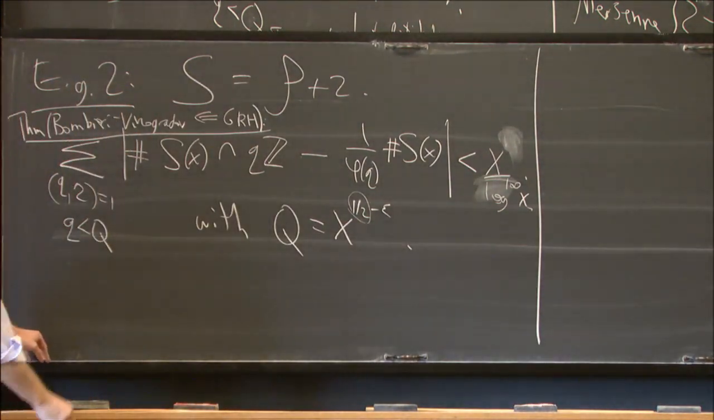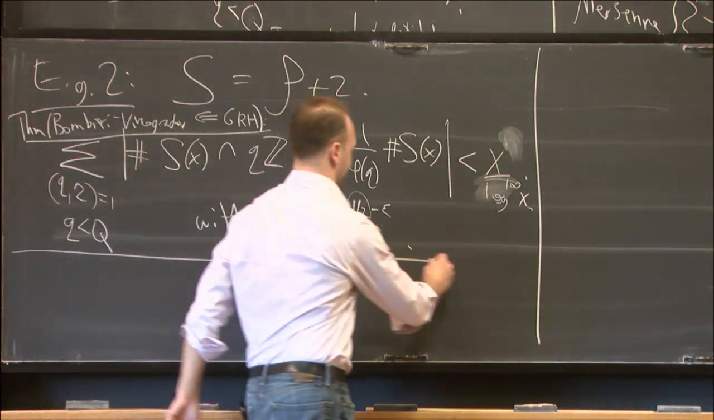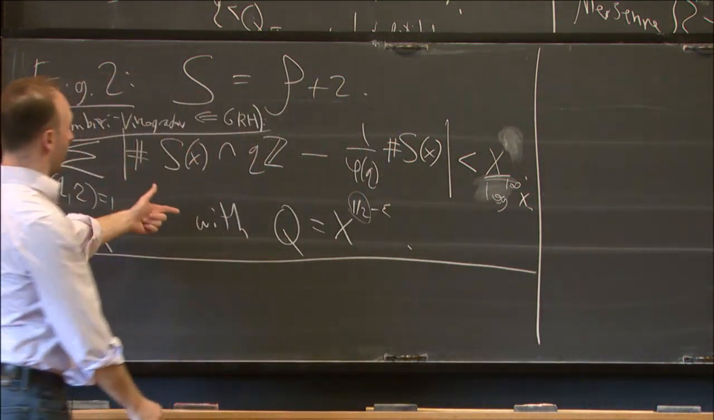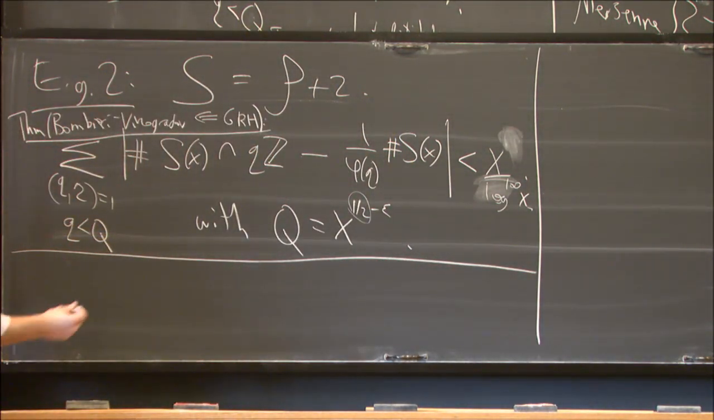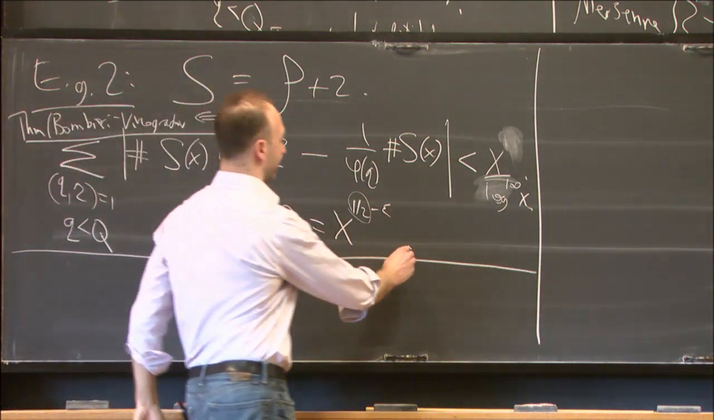Okay. So that's another example. And by the way, what would we like to know? So there's a conjecture, the Elliott-Halberstam conjecture.